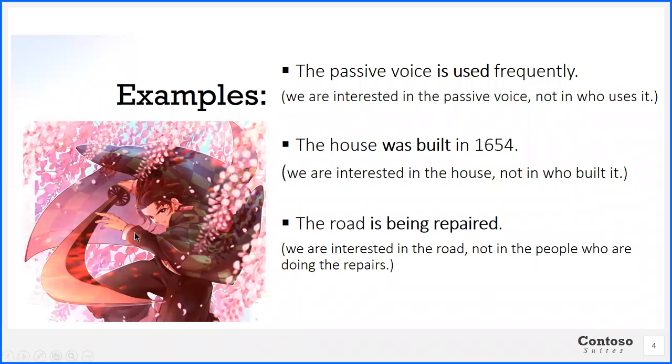Here's some more examples. The passive voice is used frequently. In this sentence, we are interested in the passive voice, not in who uses it. In the second sentence, the house was built in 1654. We're interested in the house, not in who built it. And the last one, the road is being repaired. In this case, we're interested in the road, not in the people who are doing the repairs. So the same way we had our taco sentence, we have these sentences. So we don't care who's doing the actions or who's not doing the actions.